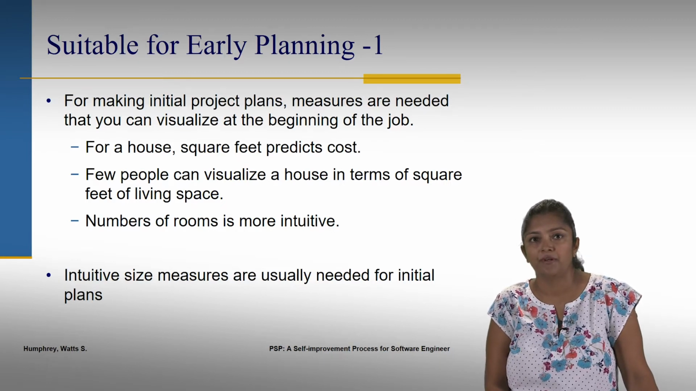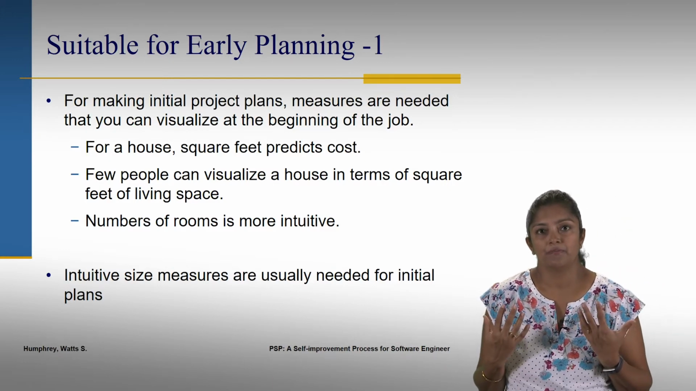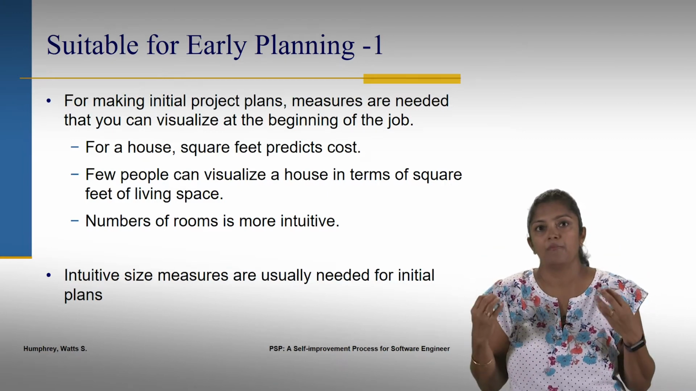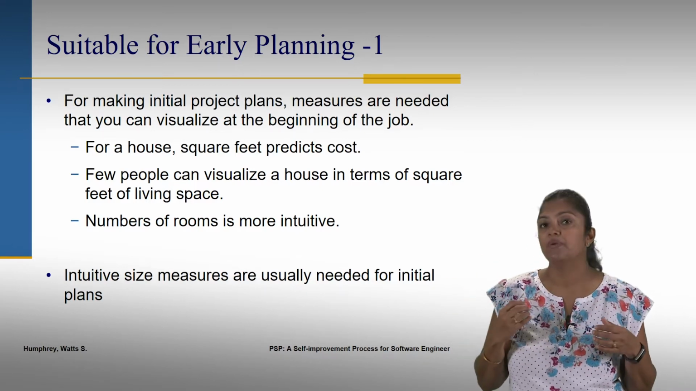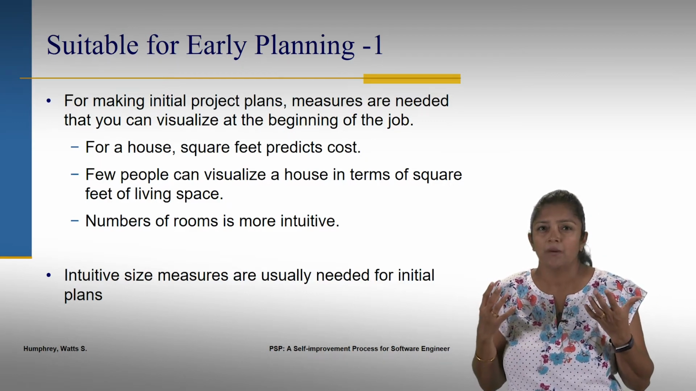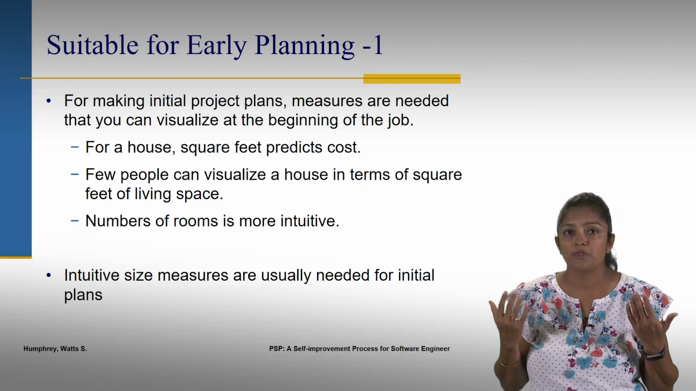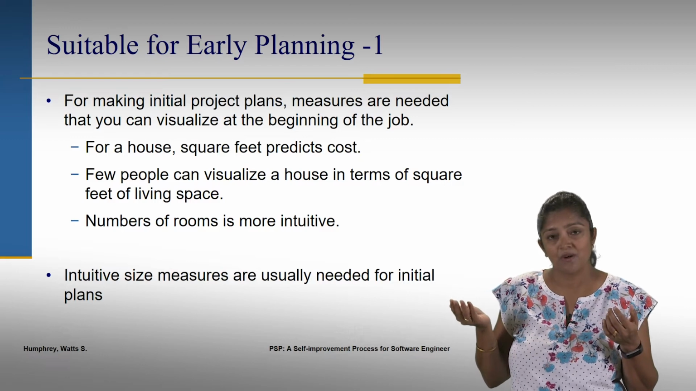Say, for example, if you're building a house, then typically it's the square footage that's used, and that's what predicts the cost. But intuitively, people are able to better visualize at the beginning of any job, and based on that visualization we can come up with a size prediction. If you're talking about a house, it's hard to visualize in terms of the living space, but it's more intuitive to visualize it in terms of the number of rooms. But that intuitive size measure is not always correct.